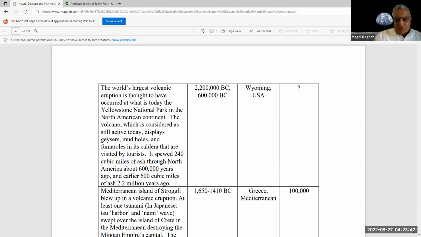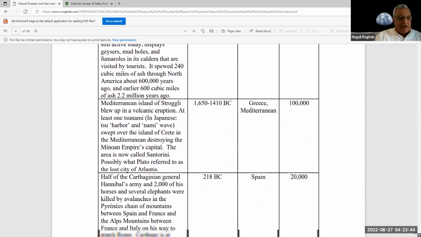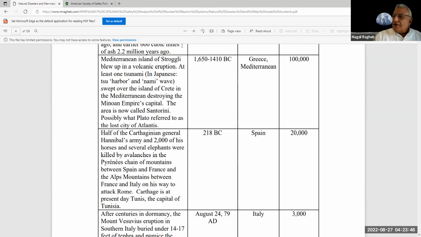Now, let's go a little bit to recorded history. In Greek history, they mentioned the island of Strogli that blew up in a volcanic eruption. And the eruption caused a tsunami. In Japanese, I suggested it's harbor and nami. If we have a Japanese person, please correct me.